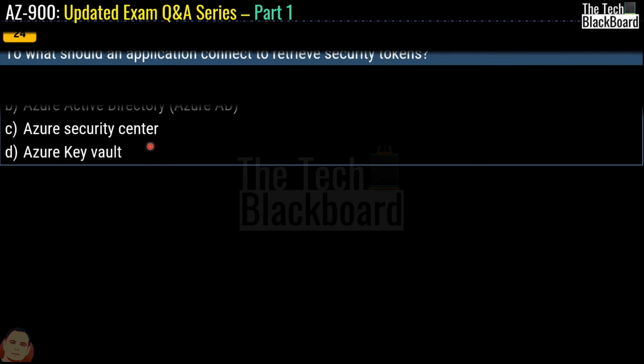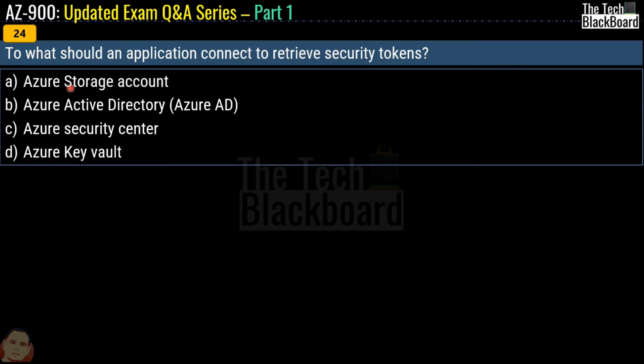Now let's move to question number 24. The question says, to what should an application connect to retrieve security tokens? Your options are Azure Storage Account, Azure Active Directory or Azure AD. The third option is Azure Security Center, and the fourth option is Azure Key Vault. The correct answer to this question is option B, Azure Active Directory.